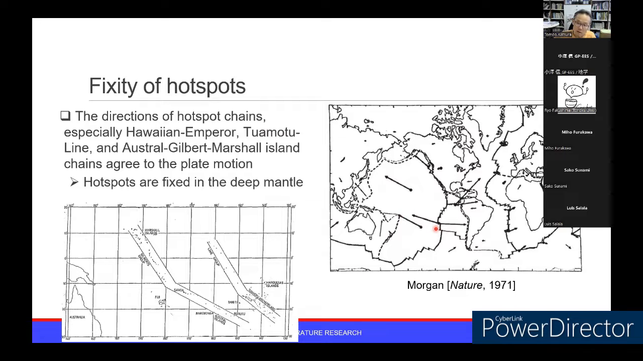The directions of the chains of the hotspots are similar to each other within the Pacific plate. And that direction is consistent with the motion of the plate. This is also the case for hotspots on the other plates. Morgan argued this is evidence that hotspots are fixed in the deep mantle.